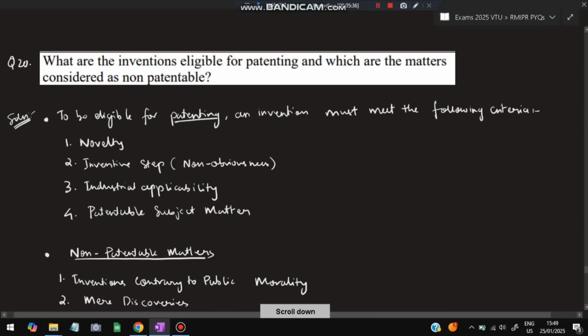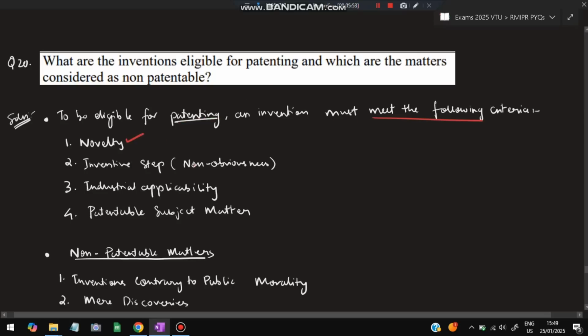Moving on to the last supplement question of this module: what are the inventions eligible for patenting, and which matters are considered non-patentable? Okay, which is patentable and which is not patentable. First, to be eligible for a patent, the invention must meet the following criteria. First is novelty.